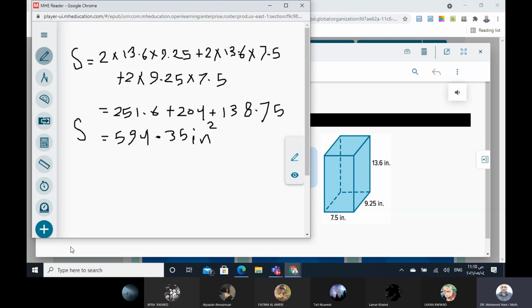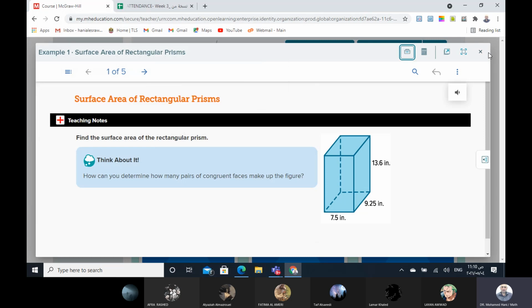Always remember, when you find the volume, it is measured using the cubic unit. But when you find the surface area, we use the square unit to measure the area of the surface. Okay.